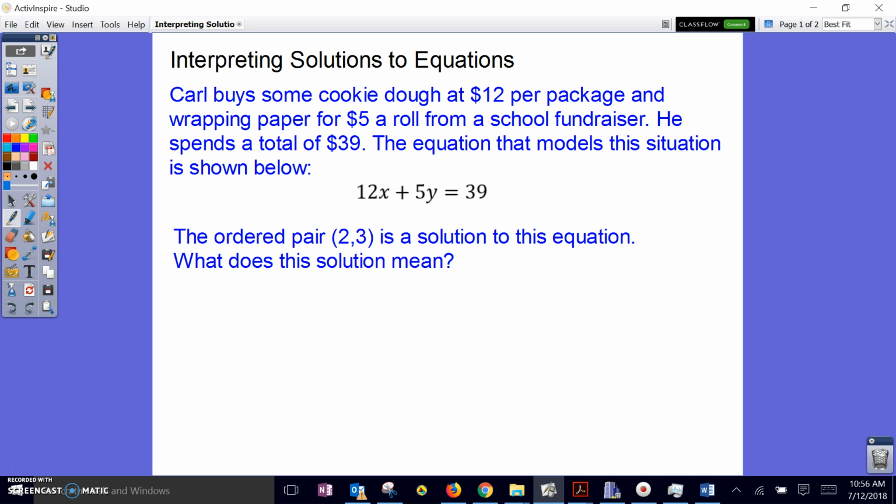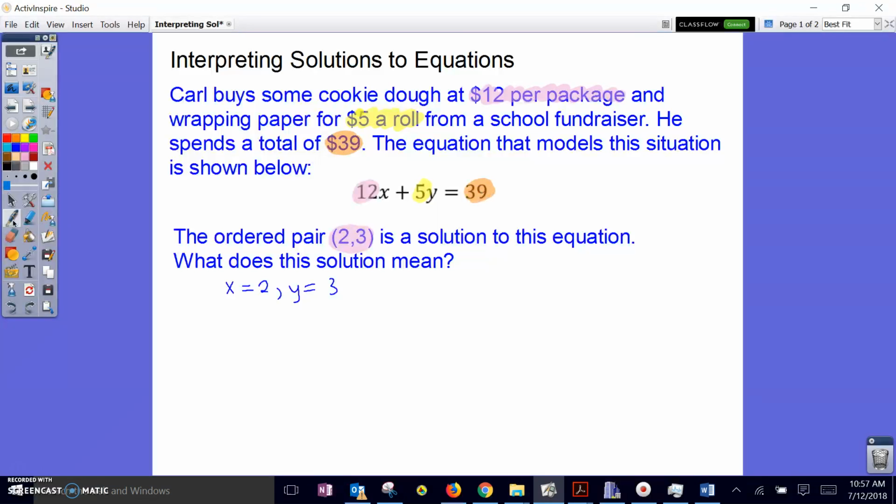Okay, so knowing that this ordered pair is a solution to the equation and knowing how ordered pairs work, this solution is saying that x is 2 and y is 3. But now we need to figure out, what do x and y stand for? And so we look at the equation. We see that he bought cookie dough at $12 per package. That goes right here. And he bought wrapping paper for $5 a roll. And there's our 5 right here. And that whole transaction cost him a total of $39.